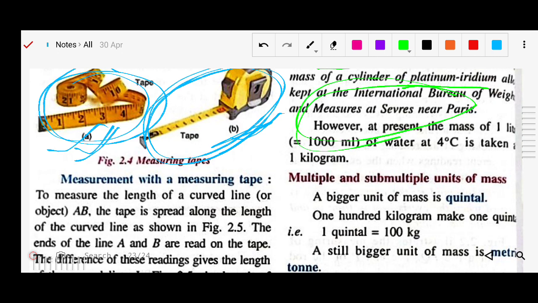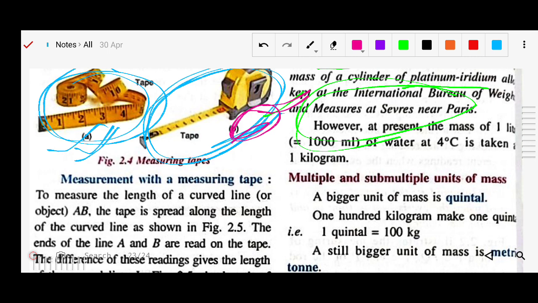However, at present the mass of 1 liter, that is 1000 ml of water at 4 degrees Celsius, is taken as 1 kilogram. Now, as you know, climates might change, and whatever they have made can be destroyed. Likewise, as you saw earlier in the case of length, it was defined as a fraction of time, 1 by 3 into 10 to the power 8 second. During that time the light travels a certain distance, and that is called 1 meter.